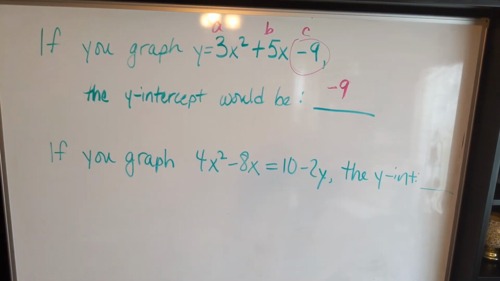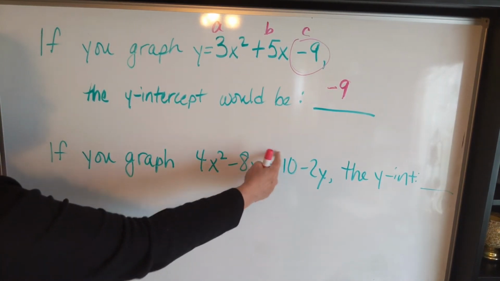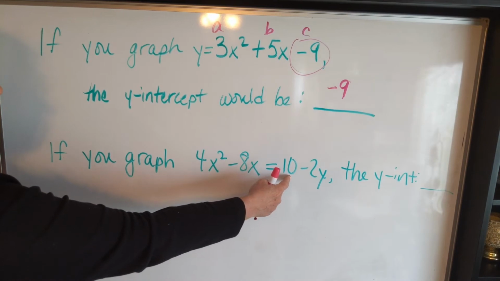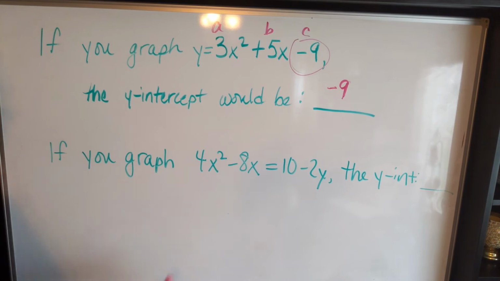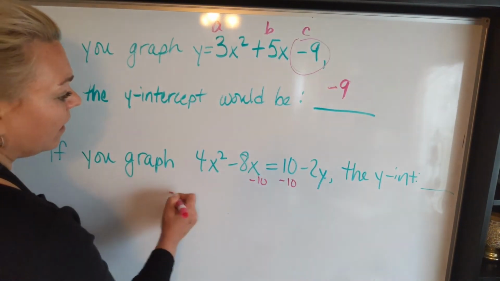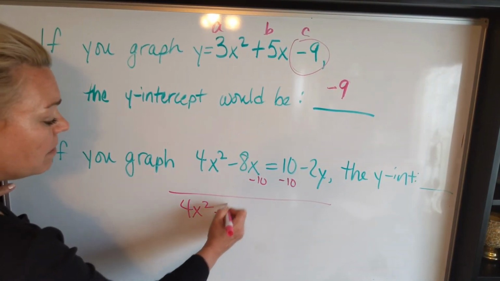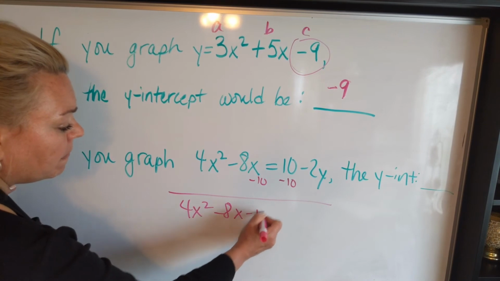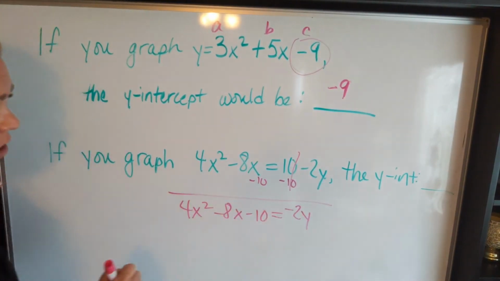The first thing I'm going to do is get this c value, or the constant, the number that doesn't have a variable with it, over to this side so that this looks like it's in standard form. To do that, I would just subtract 10 from each side. This is actually not a new skill to you. You're just manipulating the terms until they are exactly in the order that you want.